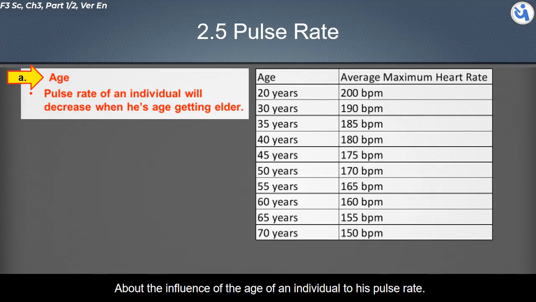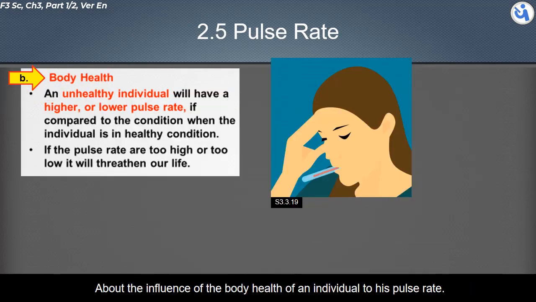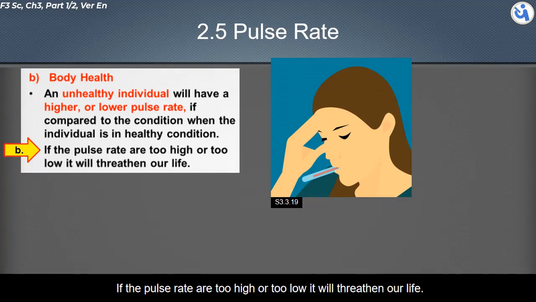About the influence of the age of an individual on his pulse rate. According to surveys, the pulse rate of an individual decreases as he gets older. About the influence of the body health of an individual on his pulse rate. An unhealthy individual will have a higher or lower pulse rate compared to the condition when the individual is healthy. If the pulse rate is too high or too low, it will shorten our life.